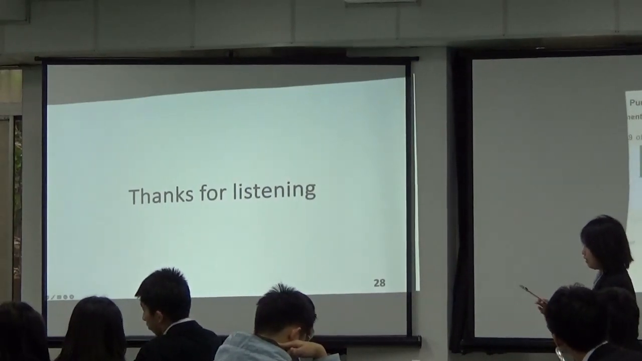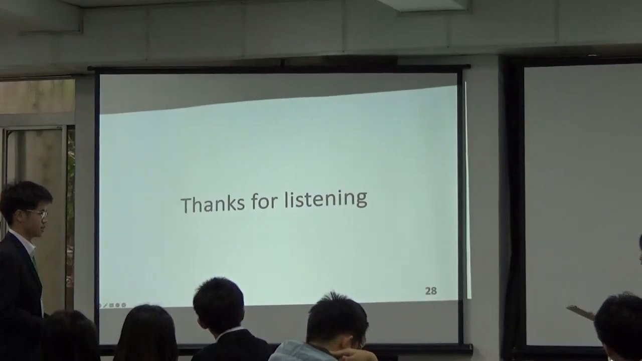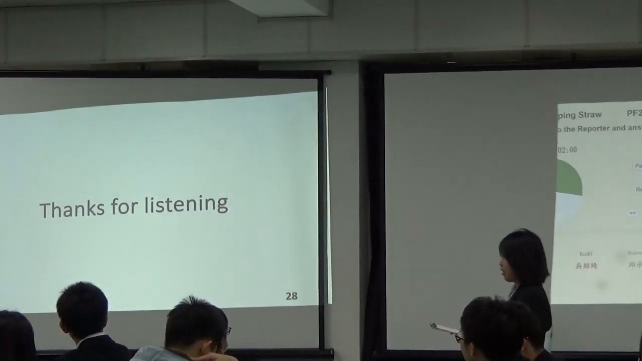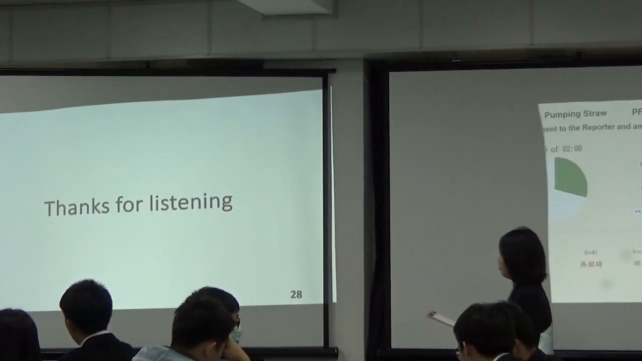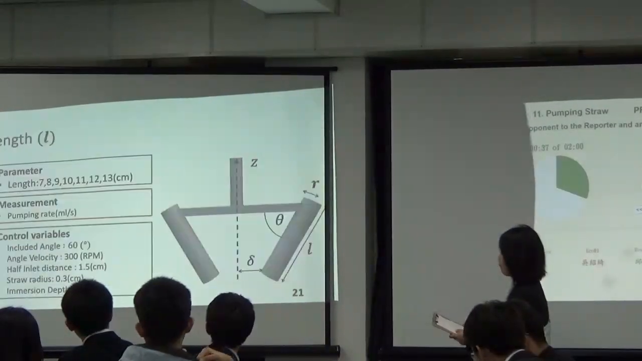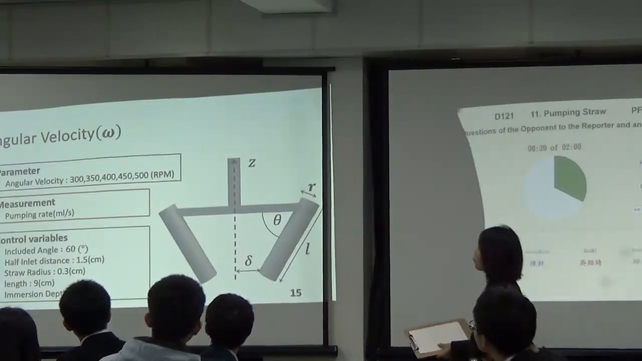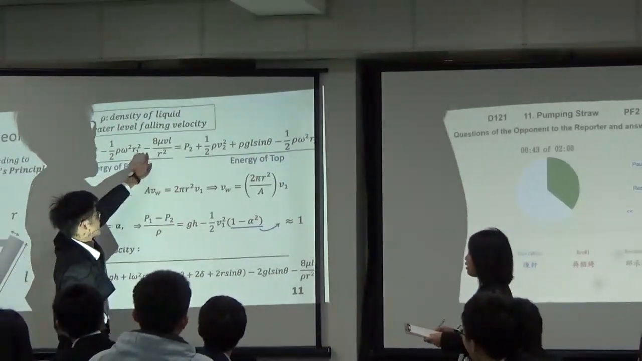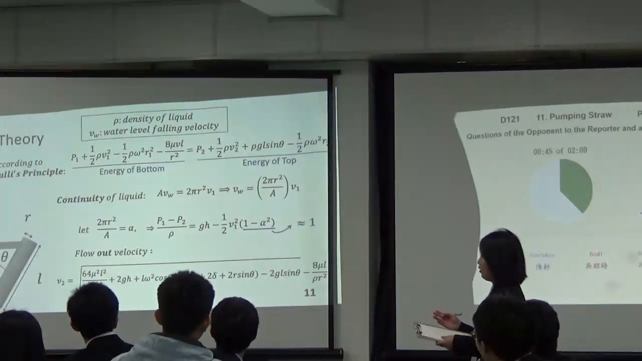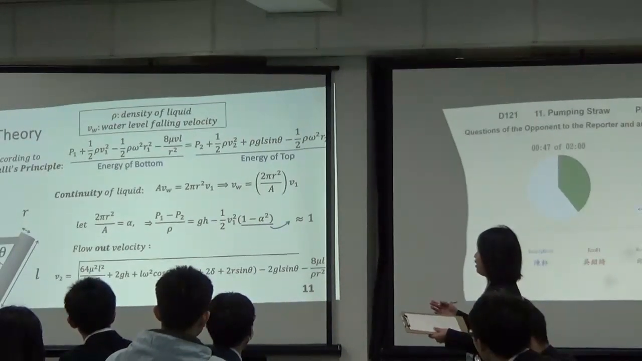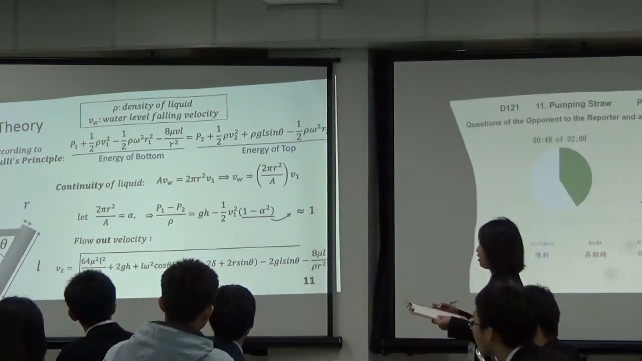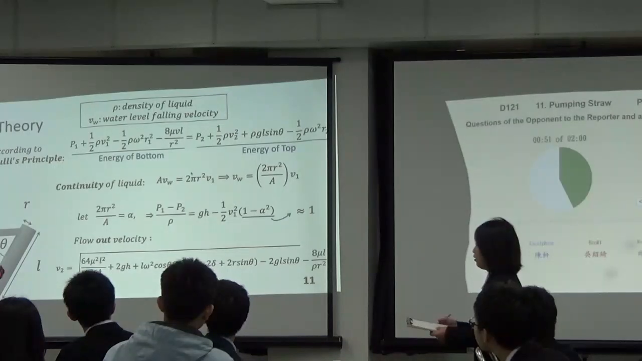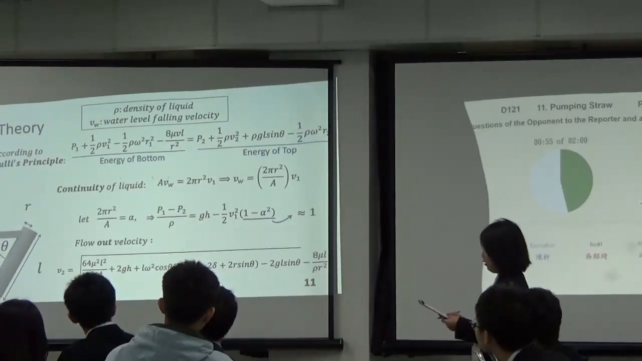Okay, and next, did you consider the viscous force of the water? Viscosity of the water. Yes. In my previous theory part, I mentioned that in our balance principle we have a minus term, and with this term we have considered the viscosity of the water. Okay, and do you think the pumping rate will become faster or slower? When the viscosity of the water increases, the pumping rate will decrease. Decrease. And this is the relationship between them.